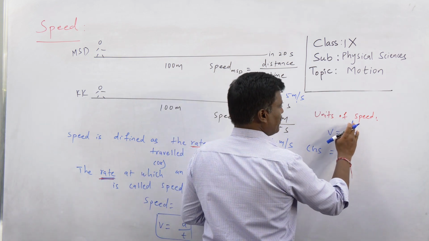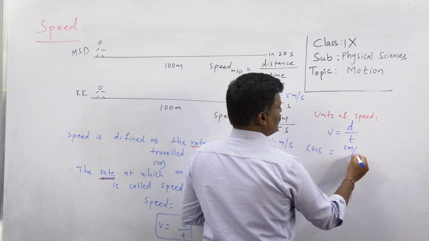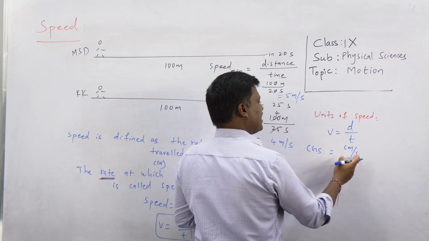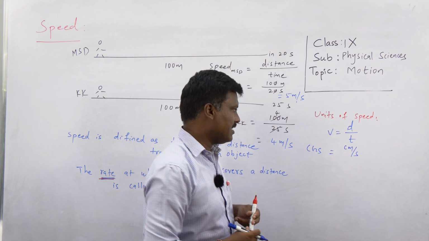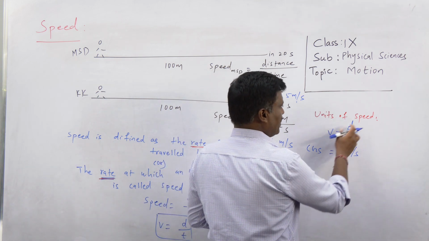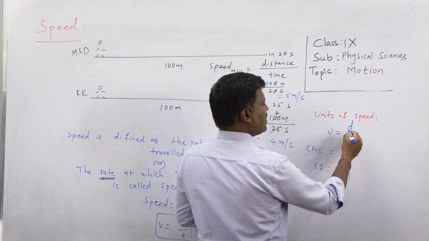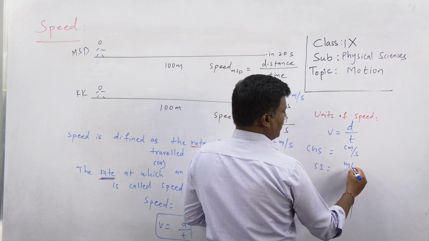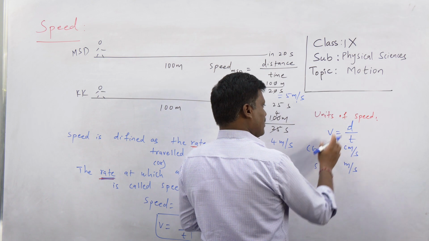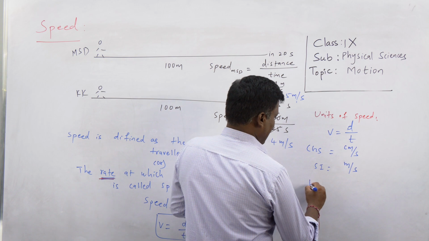Now, distance CGS unit is centimeter, time CGS unit is second. So centimeter per second. We should not read it as 'by second', we should read it as centimeter per second, right? So this is the CGS unit of speed. Next, what is the SI unit of speed? What is the SI unit of distance? Meters. And what is the SI unit of time? Second. So the SI unit of speed is meter per second. And the practical unit.